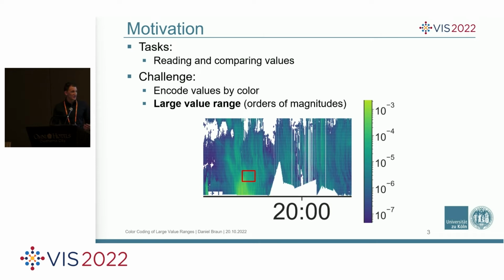So the main challenge is to encode data with large value ranges by color. This makes the reading and comparison of values very difficult, as can be seen in the example below. It cannot be said with certainty in which orders of magnitude the values of the marked region lie. The example illustrates that color maps developed in previous research work well for linear scale data, but show weaknesses for large value ranges.